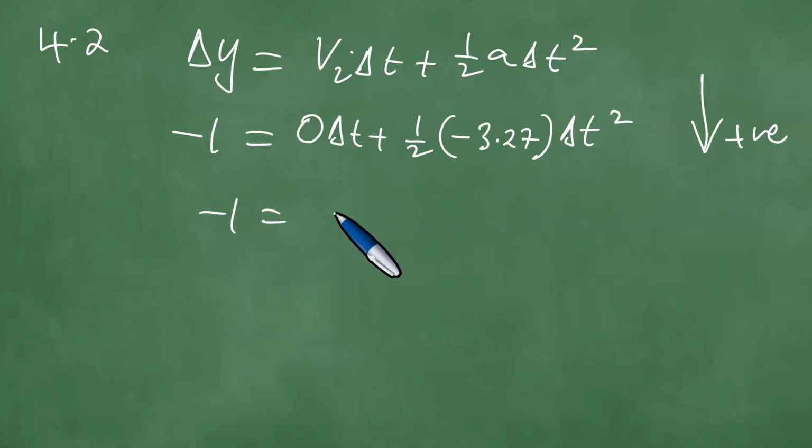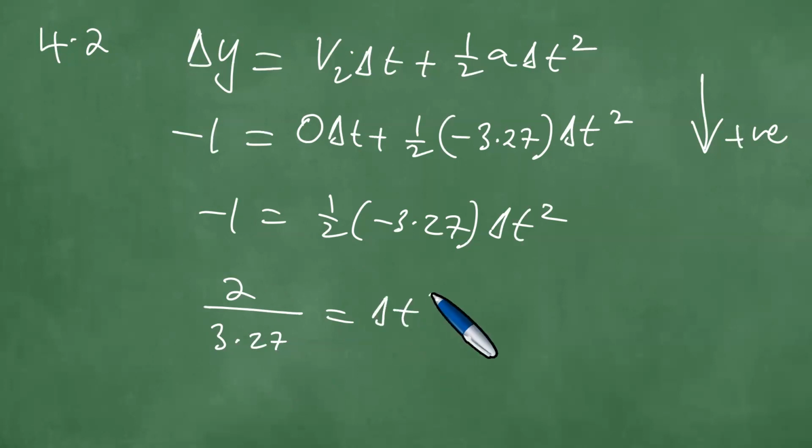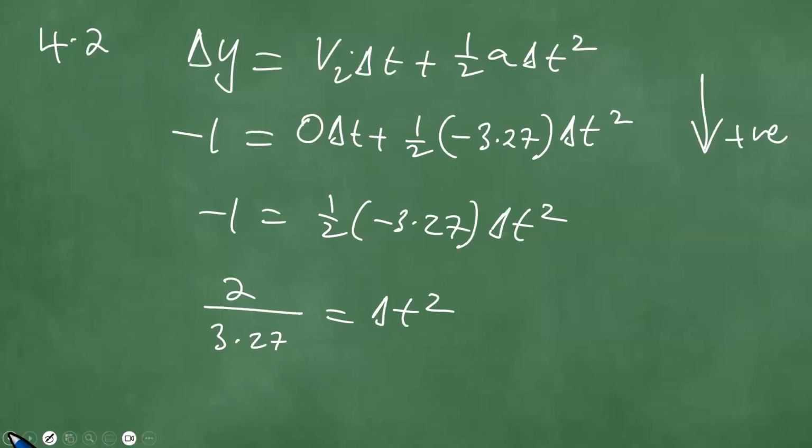-1 is 1/2 of minus 3.27 delta t squared. Okay, we divide here everything, which is 2 divided by 3.27 delta t squared, 4.2, which is 2 divided by 3.27.